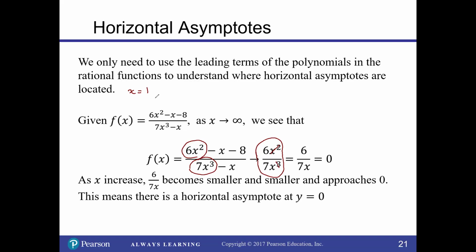Like I said, if x is 1, then you'd be looking at this as being 6 over 7. If x was 2, then we would have 6 over 14. If x was 3, then we would have 6 over 21. What we see is the bottom keeps growing and growing, and this fraction keeps getting smaller and smaller. So this is approximately 0.86.